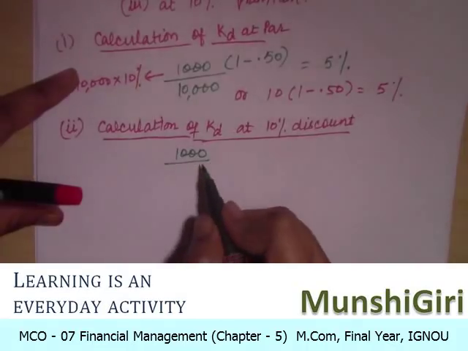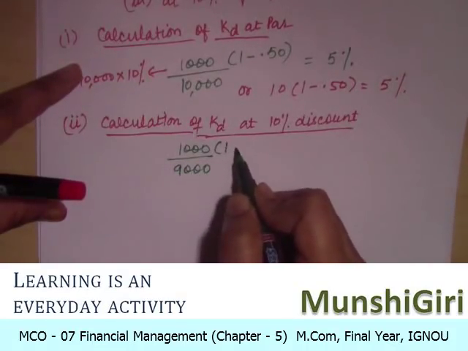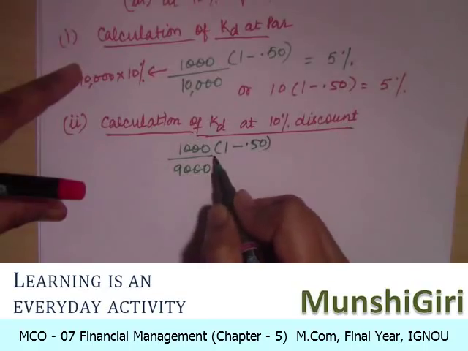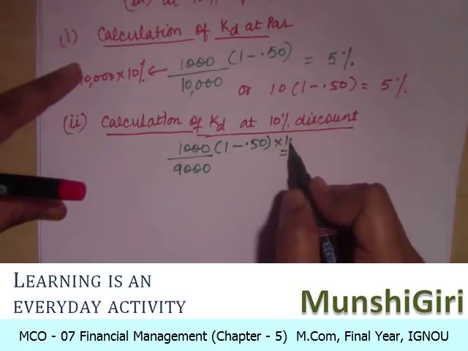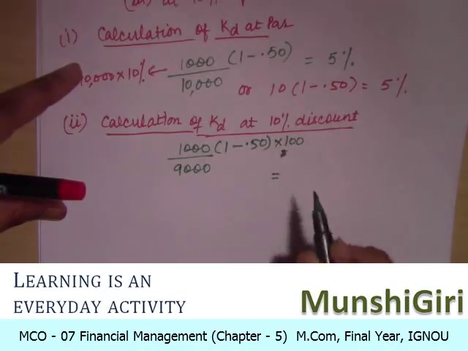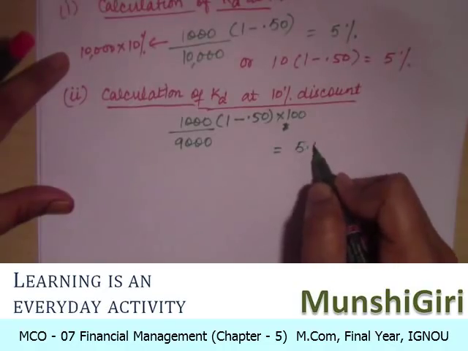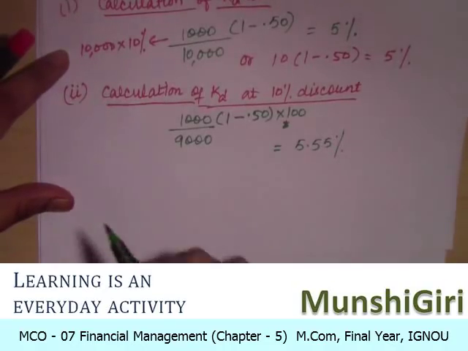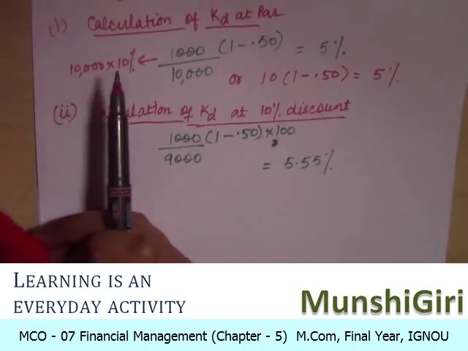However, the net proceeds will change to 9000 and this is tax deductible. So 1 minus 0.50, that is your tax rate. And the cost of debt in this case comes out to be 5.55%. The third is calculation of cost of debt at 10% premium.